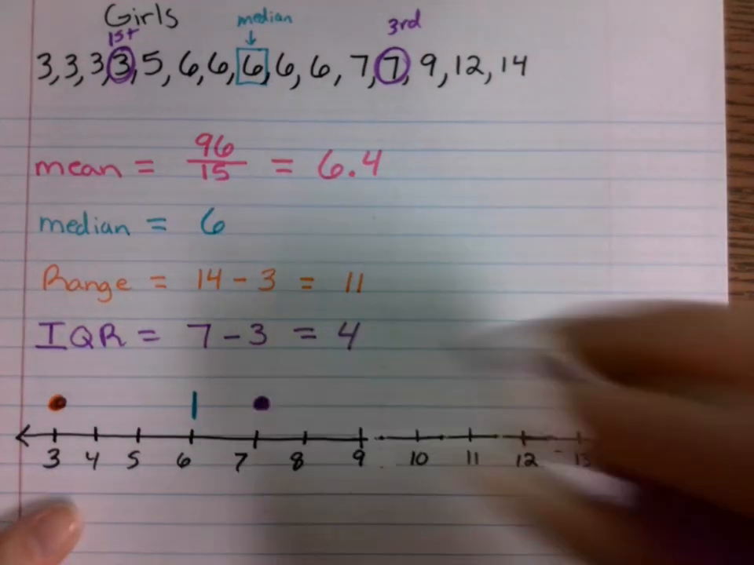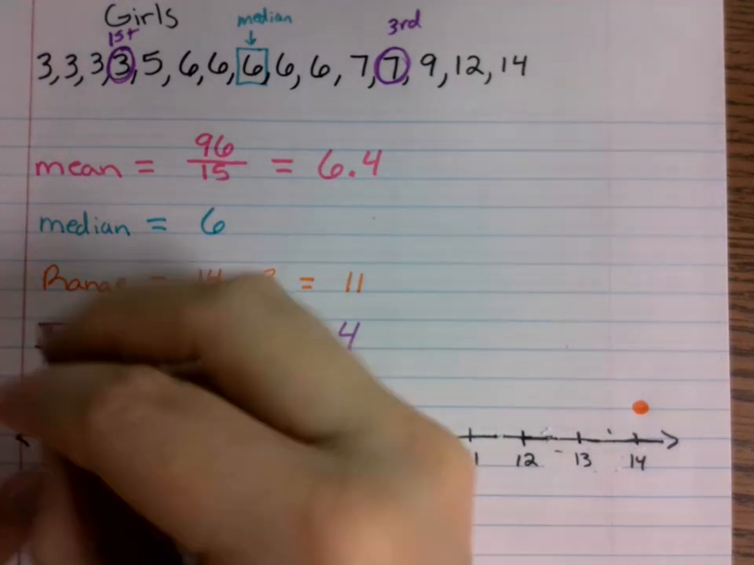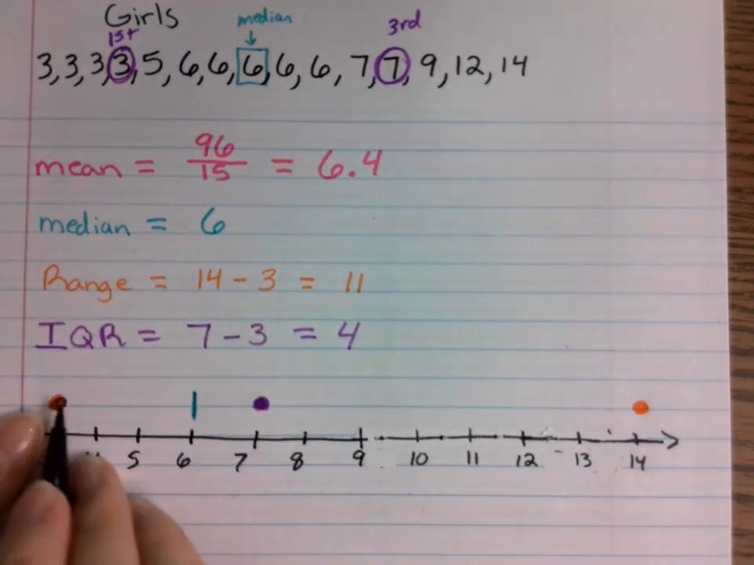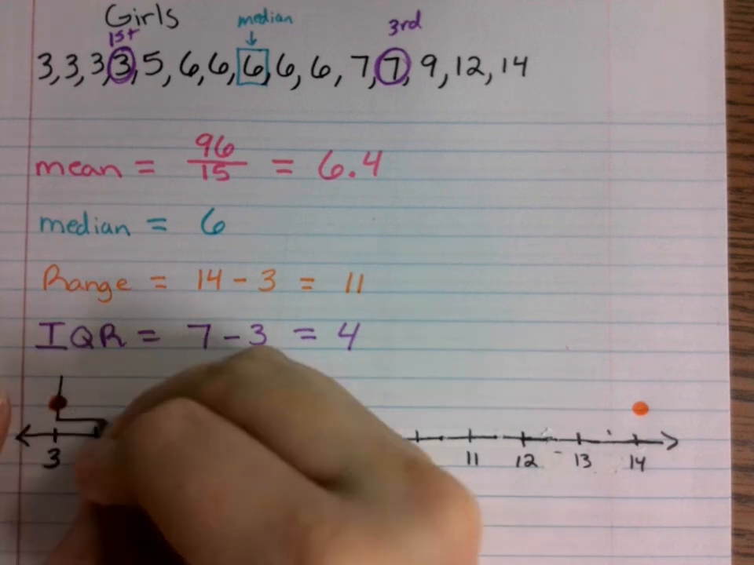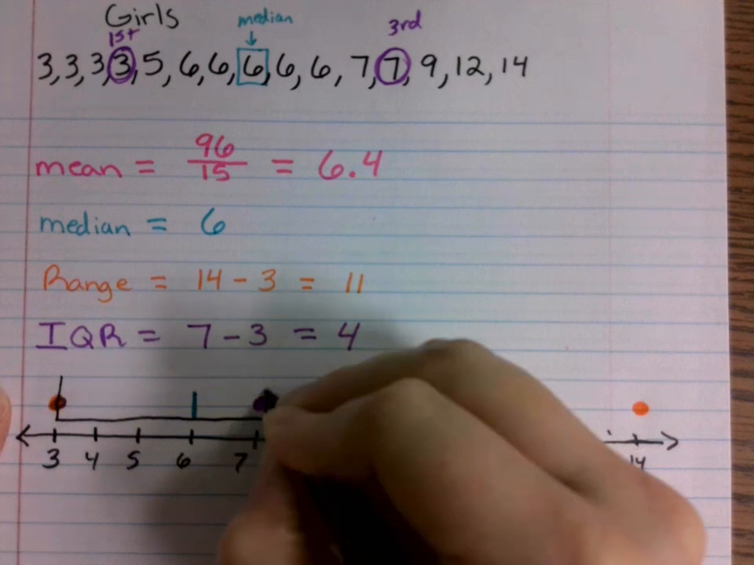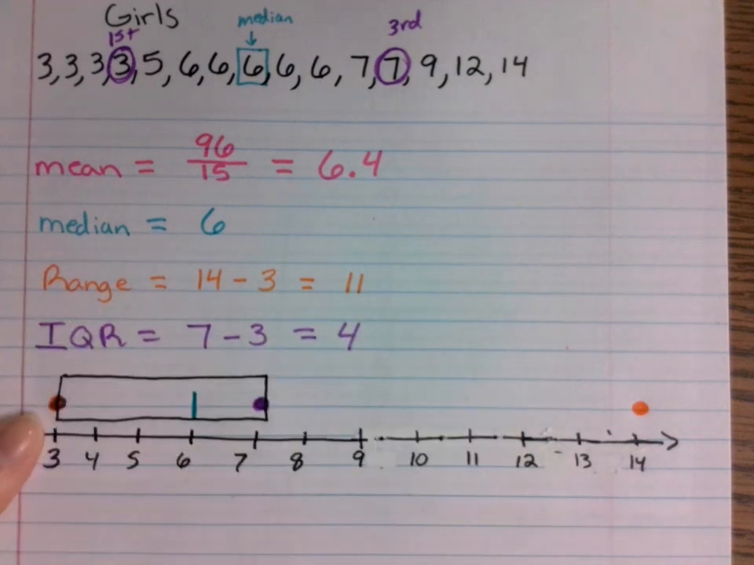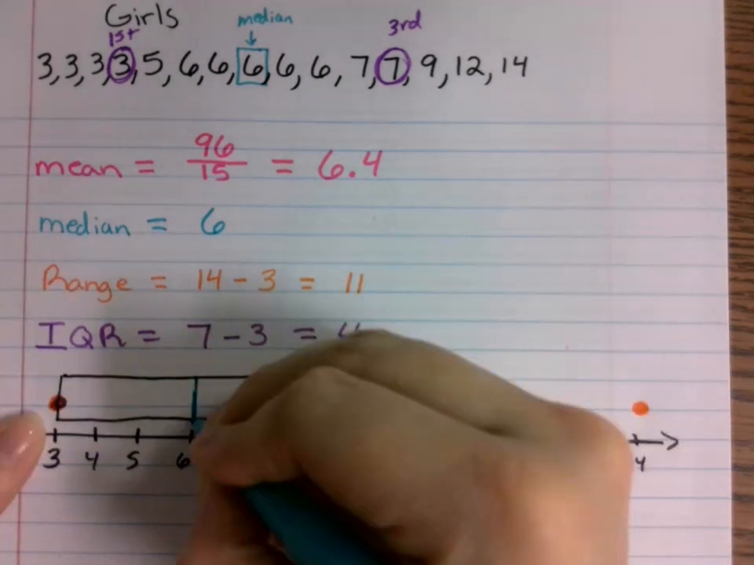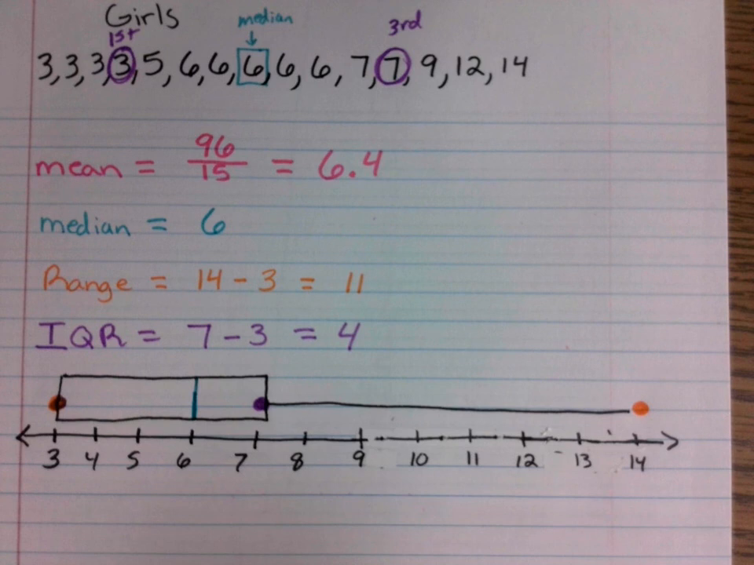Now we're going to place our boxes. We don't have a whisker that can connect my lowest to my first quartile, so literally my lowest and my first quartile are going to be on the back end of the box. And that's what it looks like. Just giving you an idea.